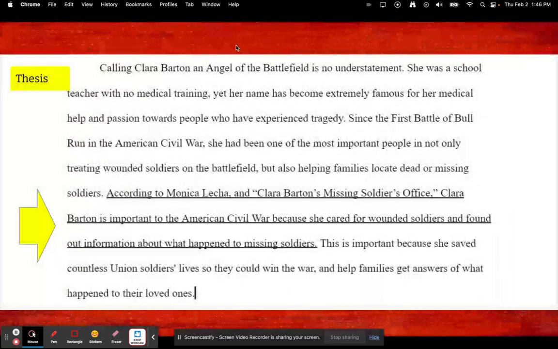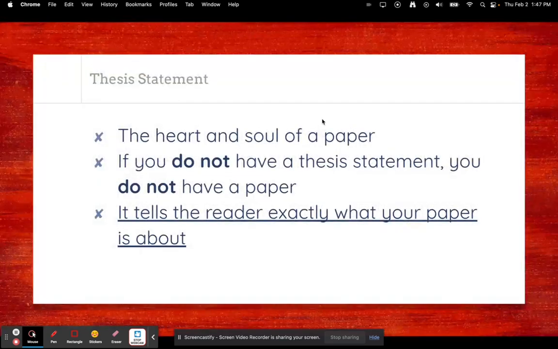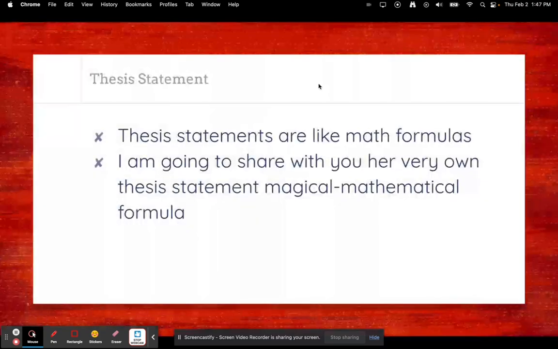All right, so next up is the thesis. Now, this is the most important part of your paper. And I'm going to kind of break down the thesis. Okay, so it is the heart and soul of your paper. If you do not have a thesis statement, you do not have an essay. It tells the readers exactly what your paper is about.